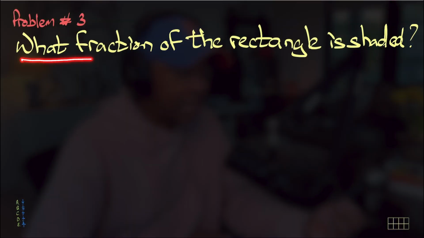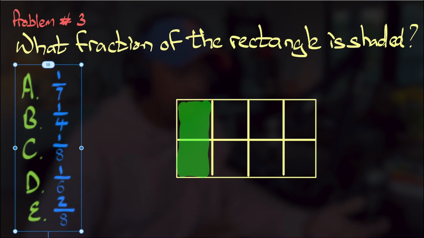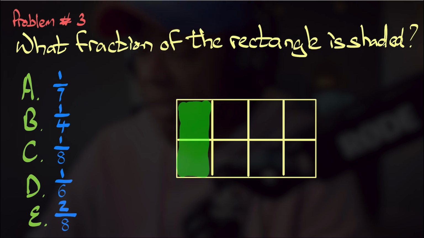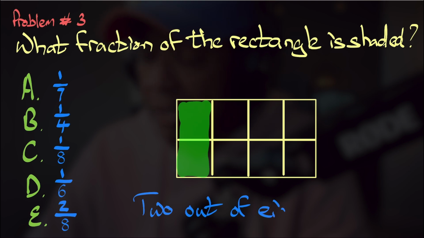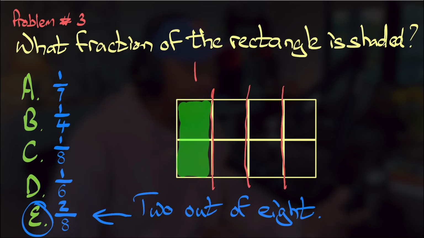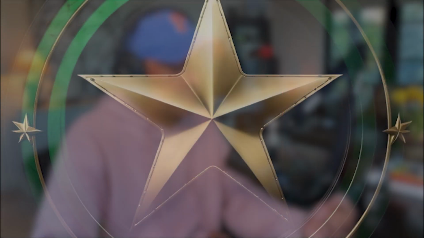The third question is asking me what fraction of the rectangle is shaded. So I have to first count how many parts there are in the entire rectangle, and then look at how many parts out of the entire rectangle are shaded. So I see here that 2 out of 8 parts are shaded, and hello, that's choice E right there. If I break my whole into 4 parts, I can see that 1 part out of 4 is shaded, which allows me to choose choice B confidently.